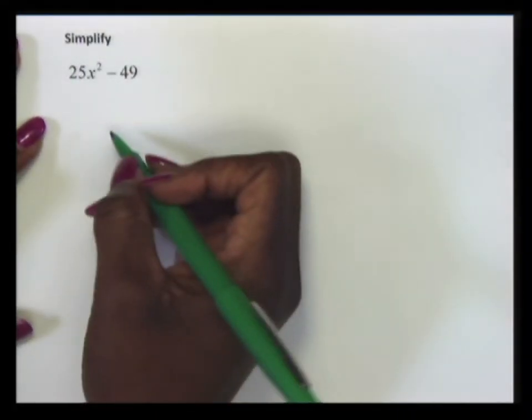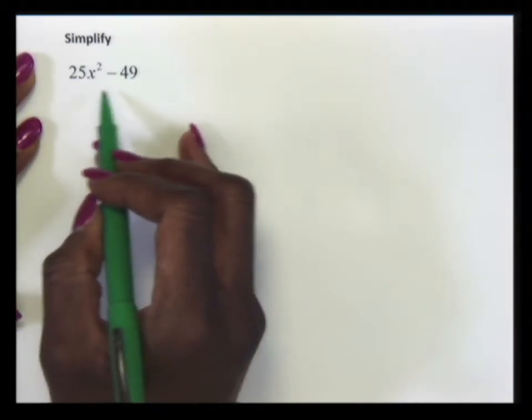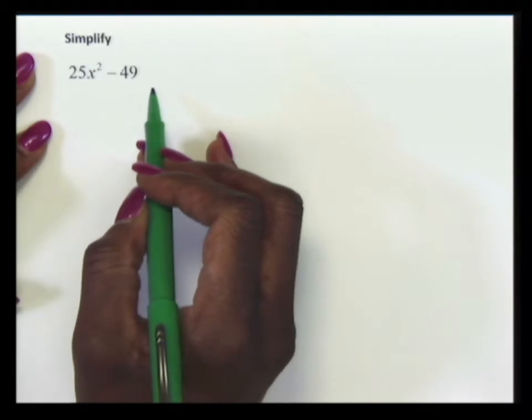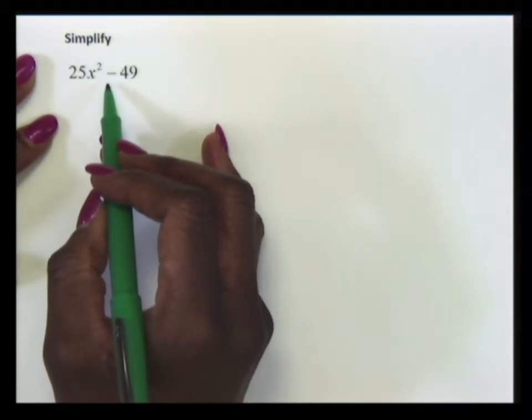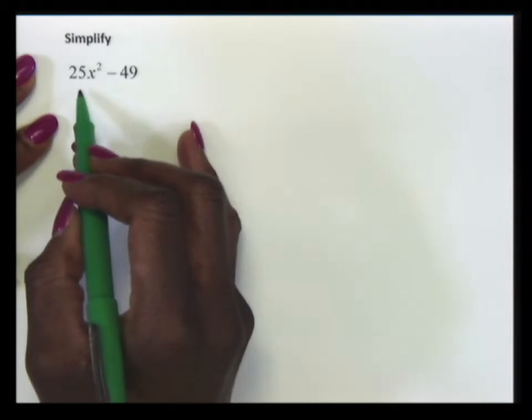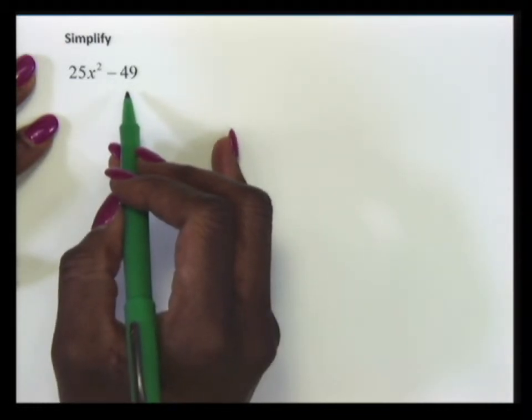This example is a special case. This case is called a difference of squares. Difference because of the subtraction sign in the middle. Squares because 25x squared and 49 are perfect squares.